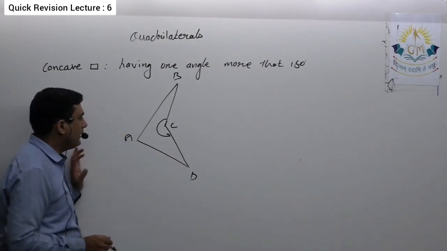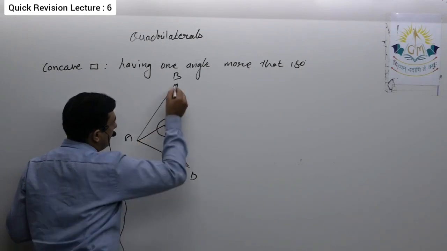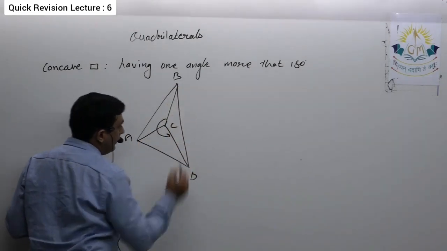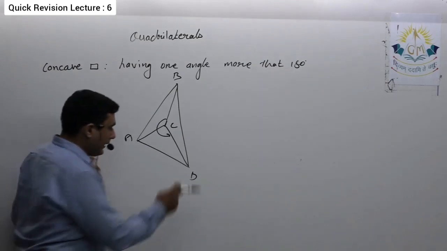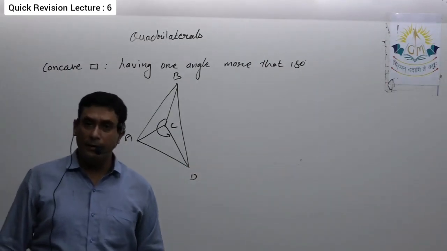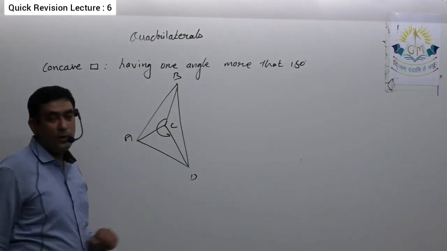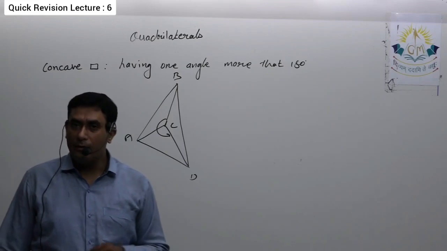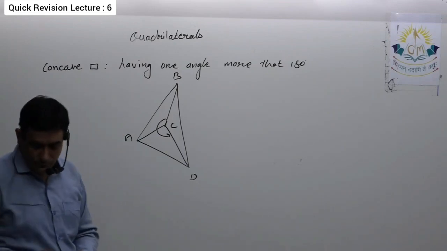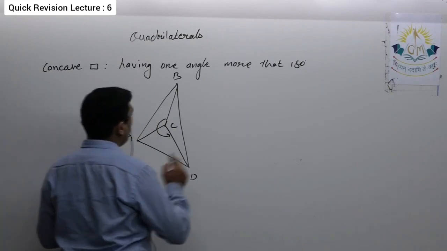Now one thing more that you can observe: if I draw its diagonals, this is the diagonal AC and this is the diagonal BD. So one thing I can conclude, that the diagonals of a concave quadrilateral do not intersect, or one of the diagonals of a concave quadrilateral lies outside the quadrilateral. So two things you have to take care about.